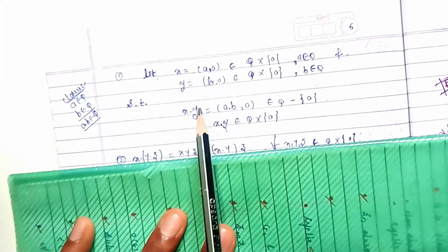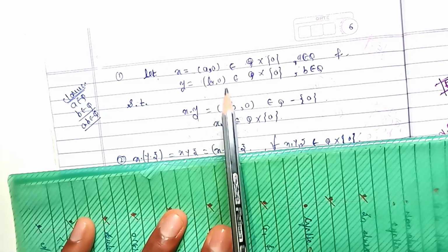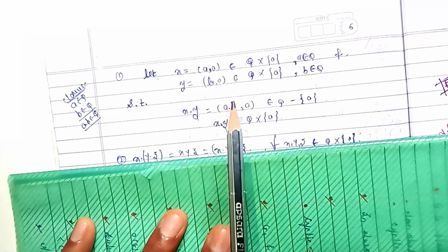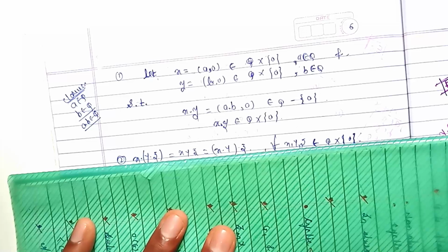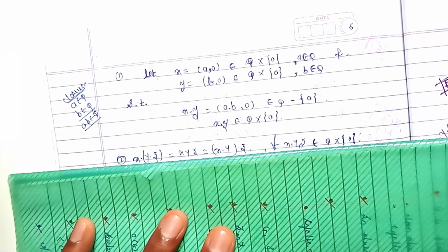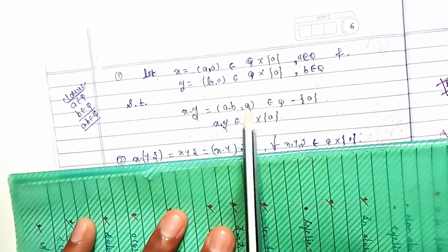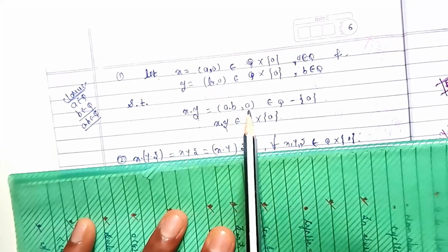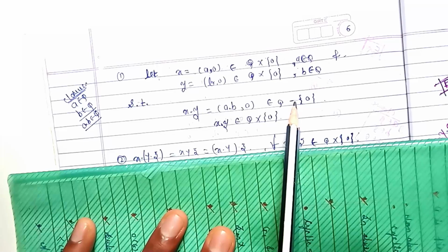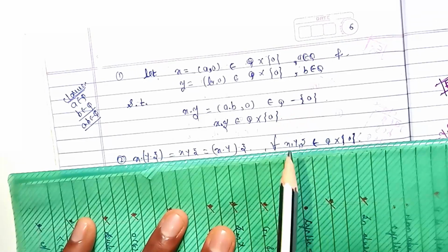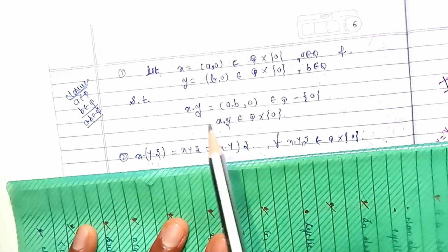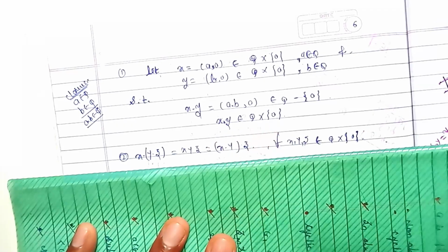Now find their dot product. a dot b is 0 dot 0, which is 0. Multiplication of two ordered pairs means we multiply their corresponding elements. So a dot b, and 0 dot 0 is 0, which also belongs to Q cross singleton 0. So their multiplication also goes to Q cross singleton 0.